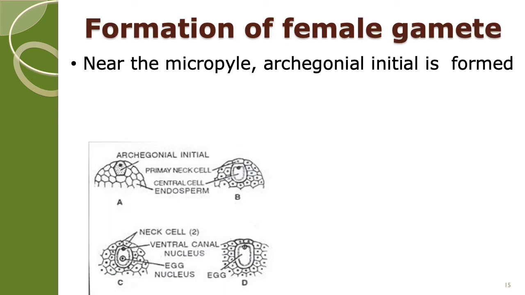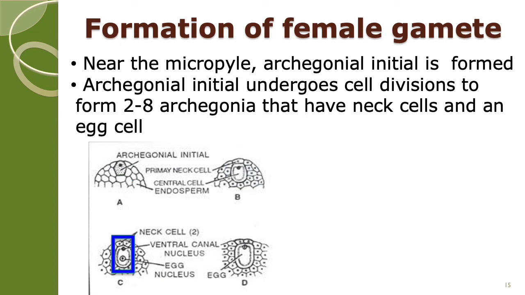Now near the micropyle region, which is the tip region of the ovule, there is a cell formed in the female gametophyte called the archegonial initial. This archegonial initial cell undergoes cell divisions, as we can see in figure B, figure C, and figure D, to form about 2 to 8 archegonia. And each archegonium that is formed has neck cells and an egg cell, and we can see in the blue box where we see the egg cell.